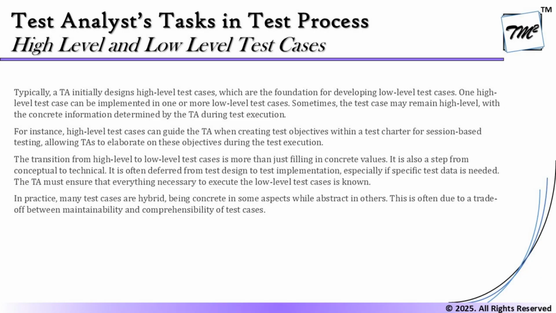Because sometimes you just leave them high level. The reason is you might be using them for exploratory sessions. So the tester will have freedom to decide what data to use, what preconditions to use, and how exactly to see different scenarios with the same high level test. So that is where it says that the concrete information will be determined by the TA during the test execution. For instance, high level test cases can guide a TA when creating test objectives within a test charter or session based testing, allowing test analysts to elaborate on these objectives during the test execution.